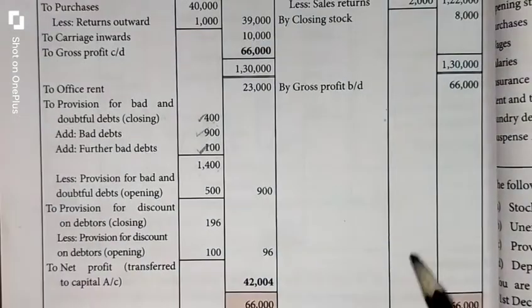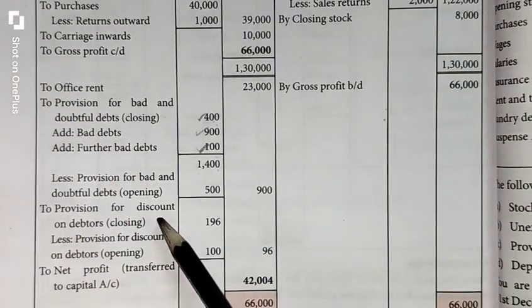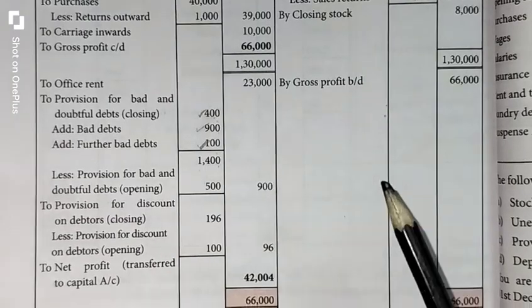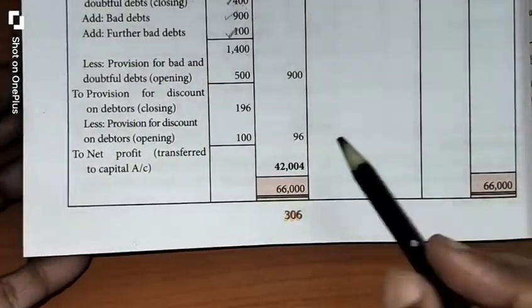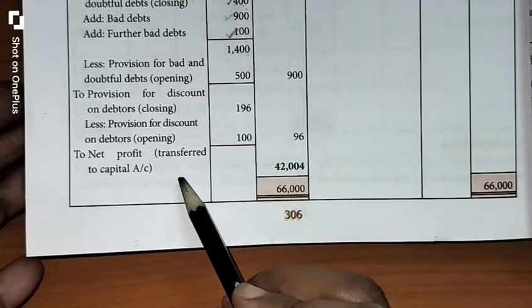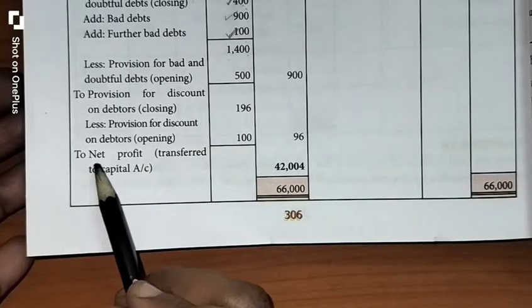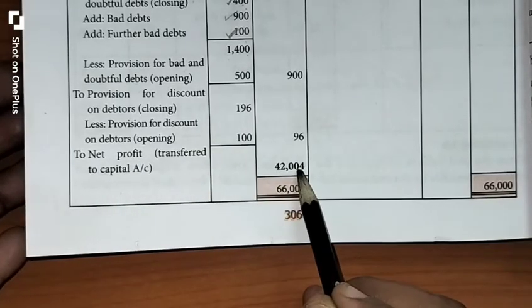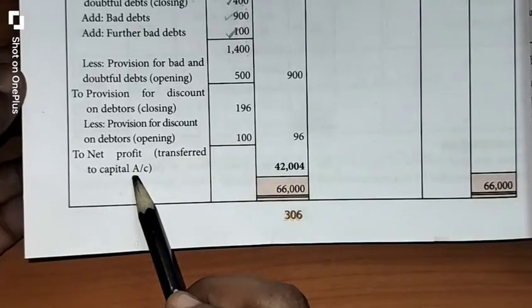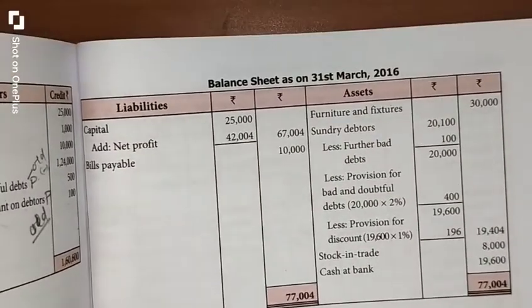Okay, so the information related to the profit and loss account we have entered on both sides of the profit and loss account. Then we have the difference of 42,004 rupees on the debit side of the profit and loss account. So it is called net profit. We got a net profit of 42,004 rupees. We have to transfer that net profit into the capital account. Okay, so let's go to the balance sheet.